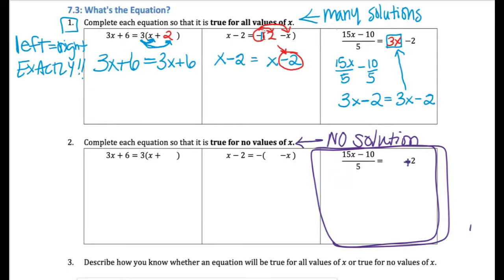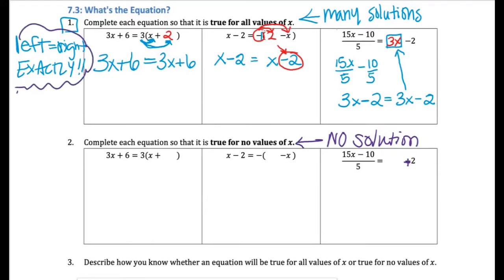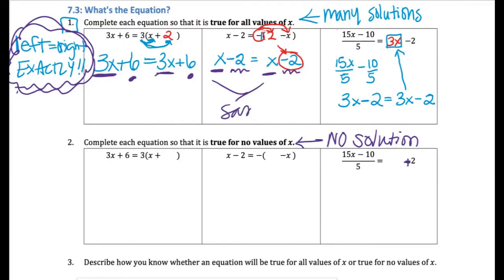All right, so we need no solution. So if we go back and review what happened with many solutions, we needed the left and the right side to be exactly the same. We needed the same amount of x's, and we needed the same amount with our constants or our numbers. Same number of x's, same constant, right? Everything had to be the same on each side of the equation.